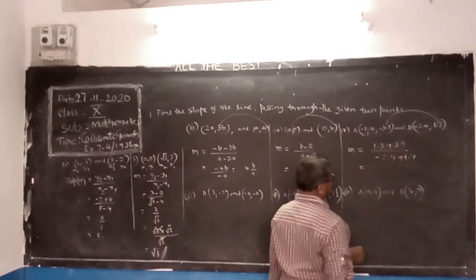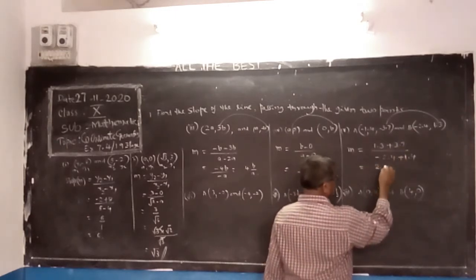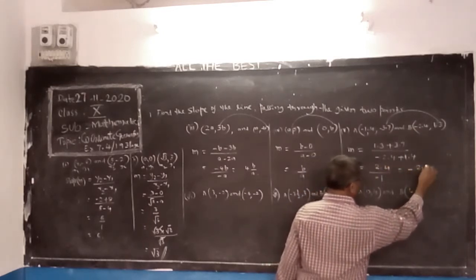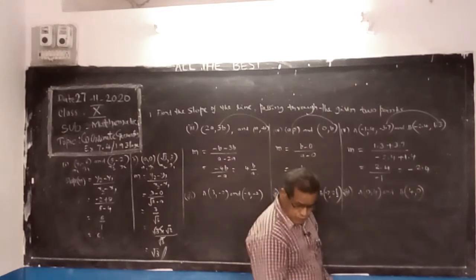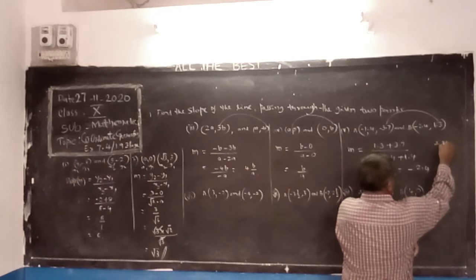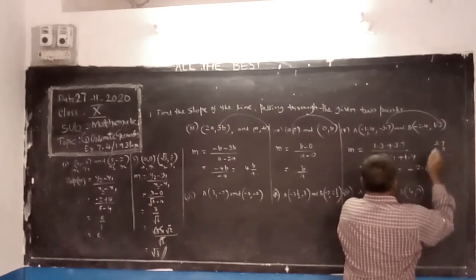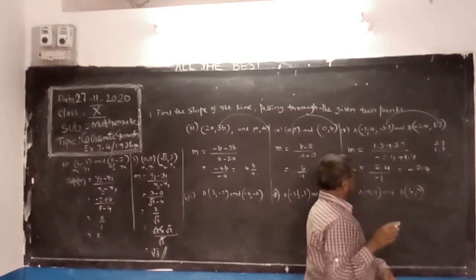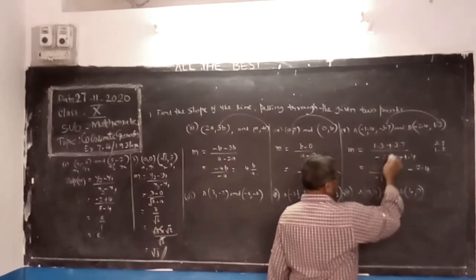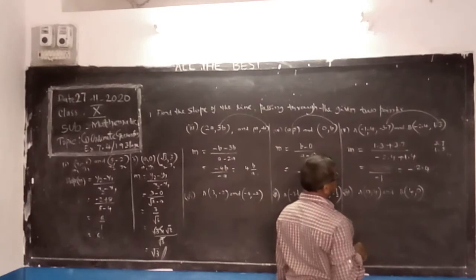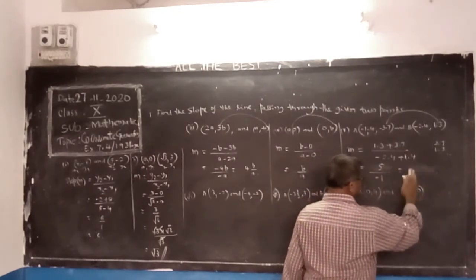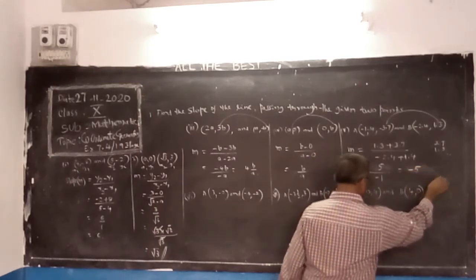Now this is 3.7 minus 1.3, 2.4 by minus 1. This is minus 2.4. If you have doubt, subtract here. 3.7 minus 1.3, both are plus 2. The middle plus is there, means add. Both are plus, so this is 5. 5 by minus 1, this is minus 5.